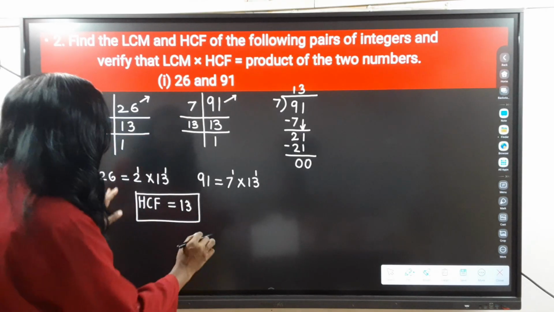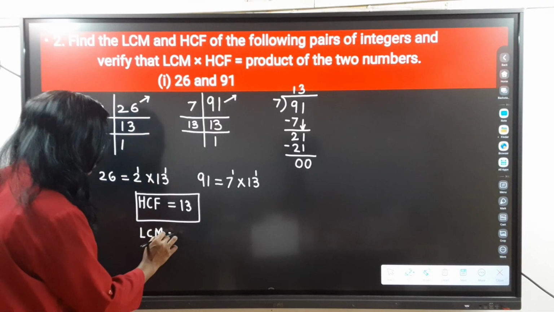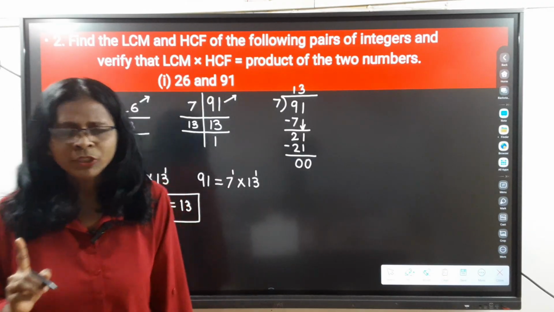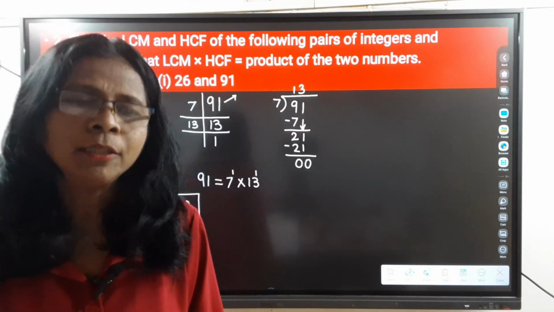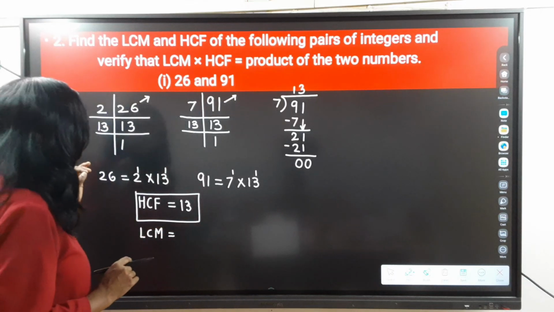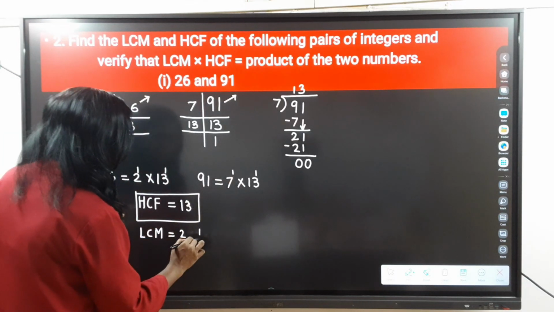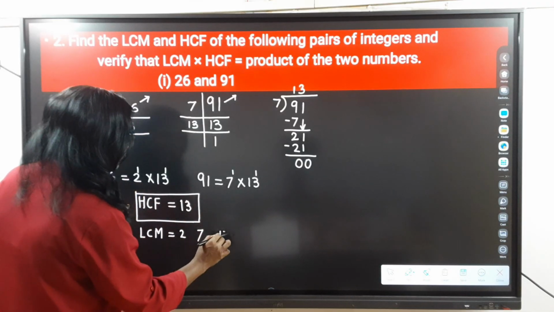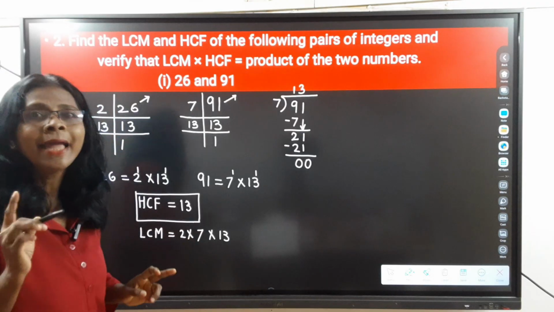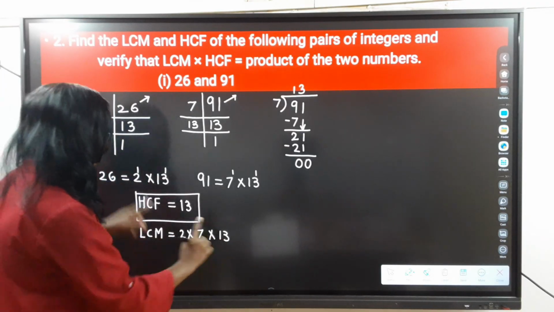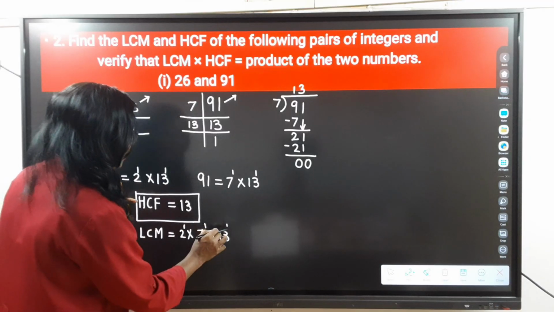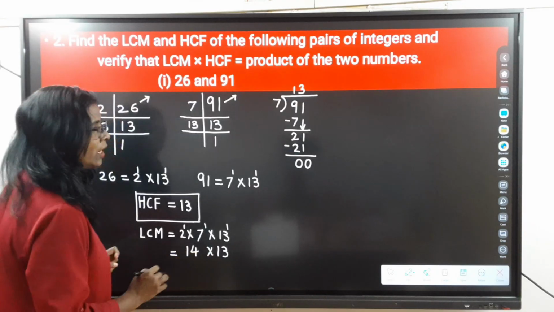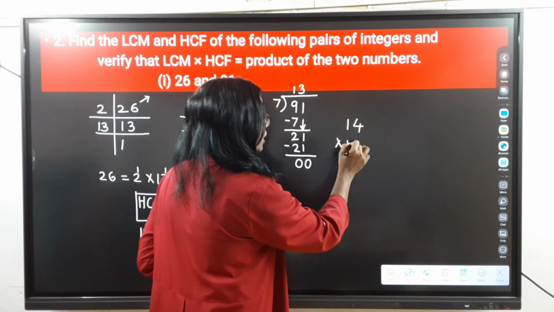Now here, students, the LCM. How can we calculate the LCM, students? The LCM is the product of the greatest power of each prime factor involved in the numbers. So the primes are 2, 7 and 13, and we write the highest power of each, which is 1 for each. So 2 sevens are 14, and 14 multiplied by 13. Here I do this calculation, 14 multiplied by 13.